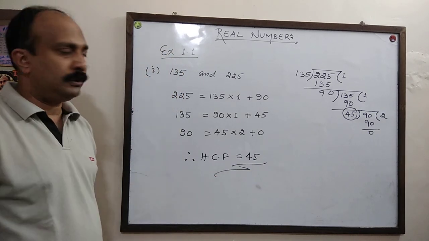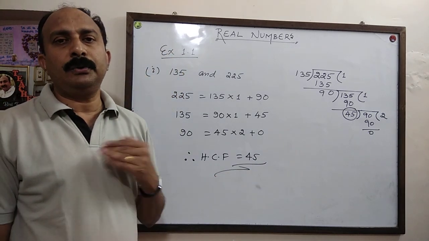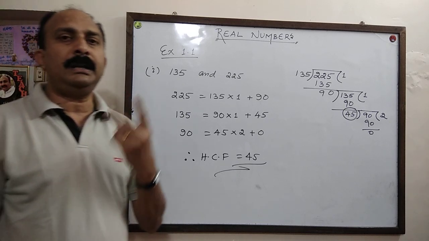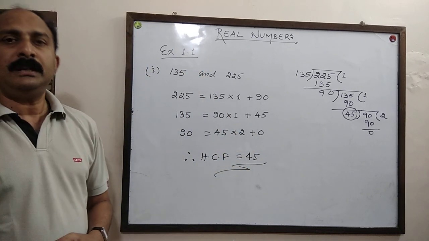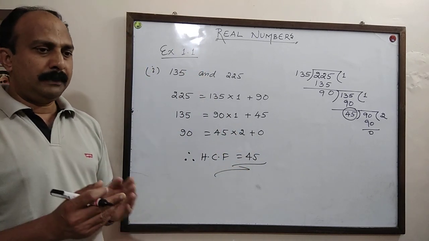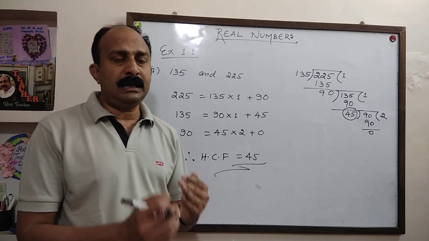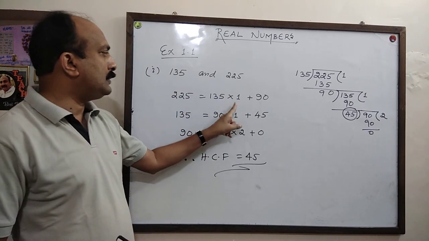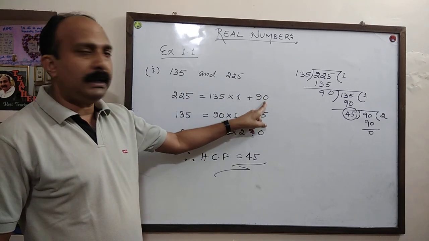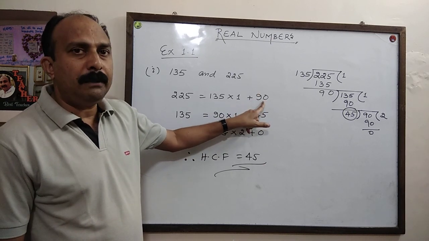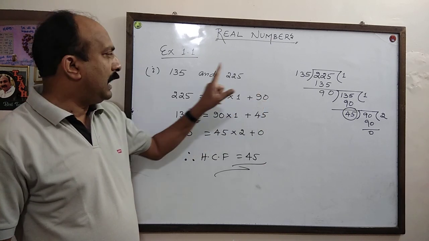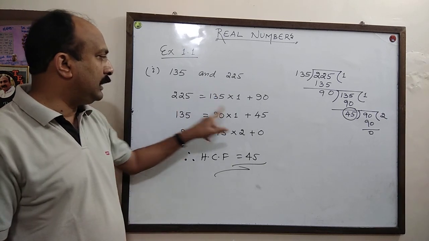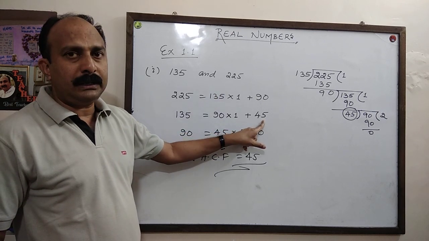I hope all of you understood. This is the application of Euclid's division lemma. For any two numbers A and B, we can find their HCF by Euclid's division lemma. Among the given two numbers, take the bigger number as A and the smaller number as B and divide A by B. You will get a quotient and a remainder. If the remainder is not 0, take the remainder as B and the previous divisor as A and continue the division. You will get a new remainder.